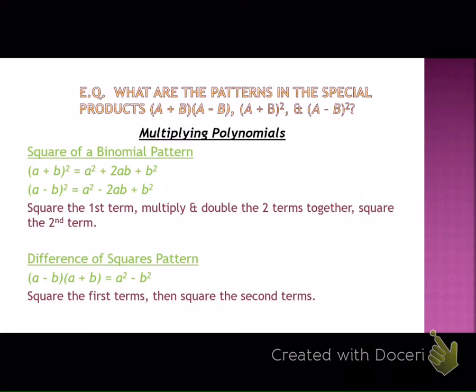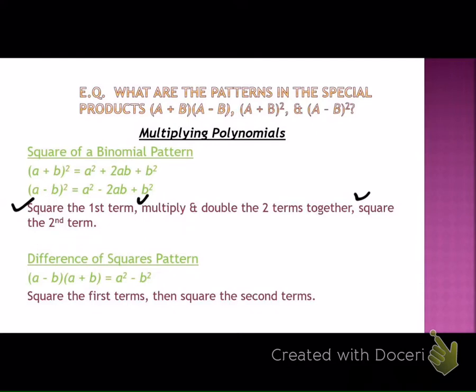Well, pick up your highlighter, and I want you to highlight what I have in purple right here. Okay, it says square the first term, multiply and double the two terms together, and then square the second term. Okay, those are the steps to your shortcut. So let's talk about them. Let's break them apart and look at what I've given you as the pattern, okay, or the formula.